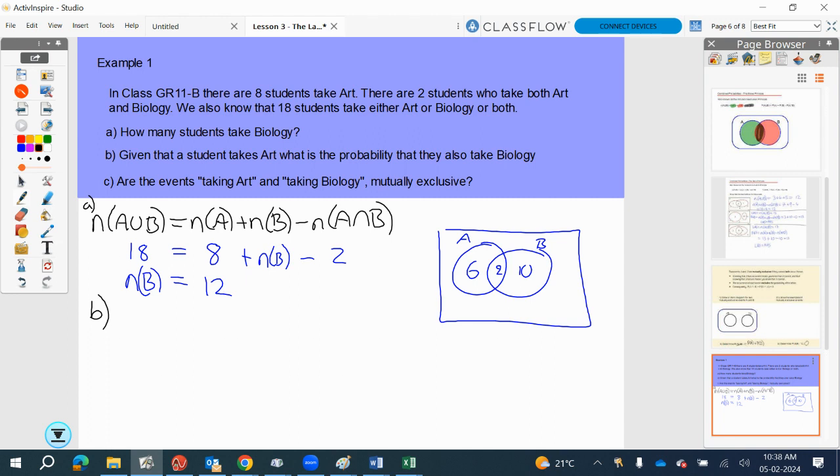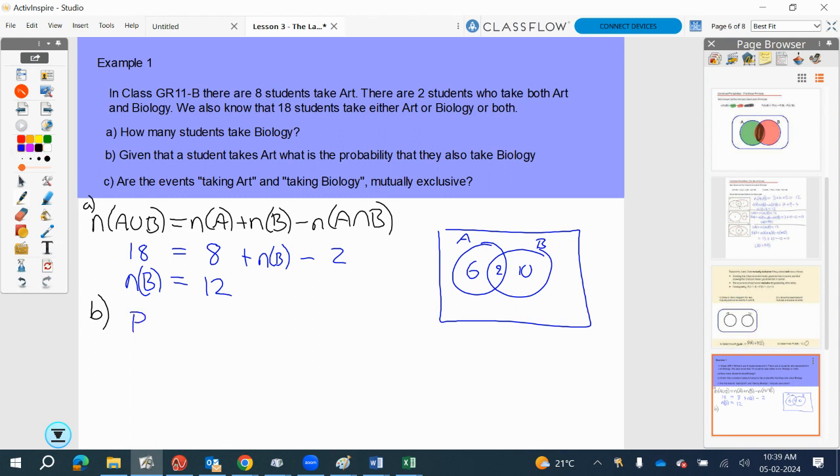So B: given that a student takes art, what is the probability that they take biology? Get used to being able to turn a sentence like this into symbols, because with conditional probability, putting it up and then having the formula often gets you a point, even if you don't get the question right. You often see in the mark schemes that the student is given the method point for recognizing conditional probability correctly.